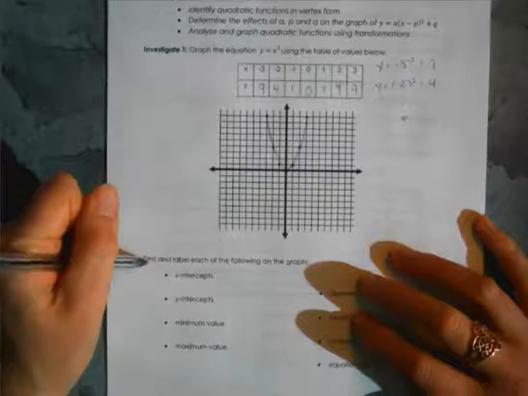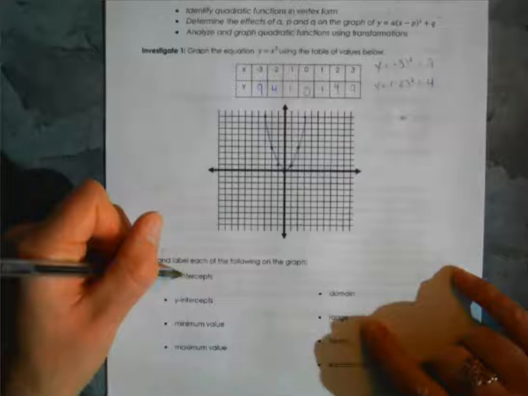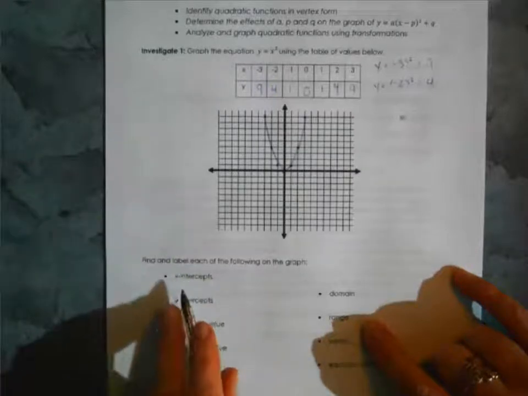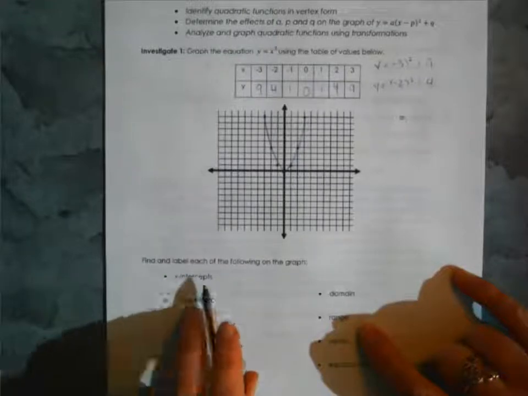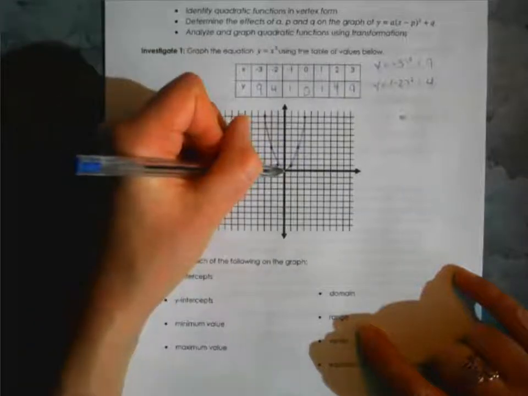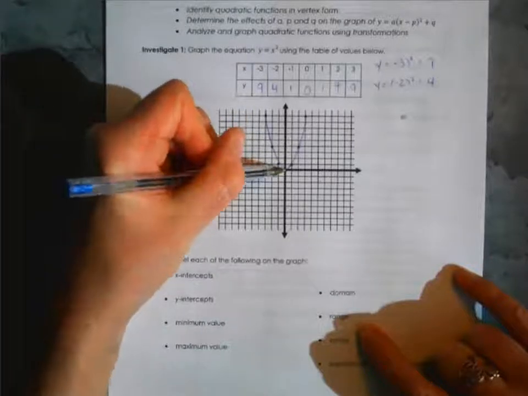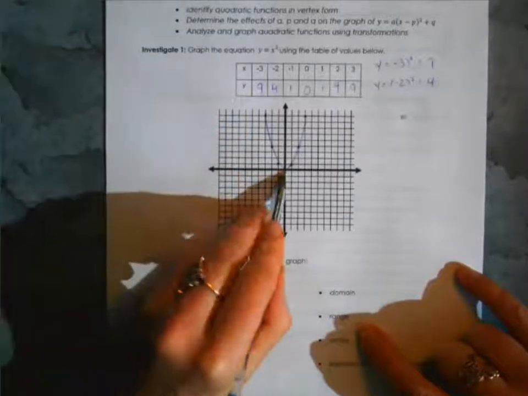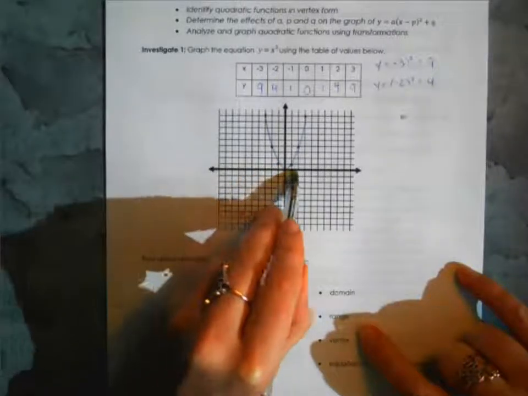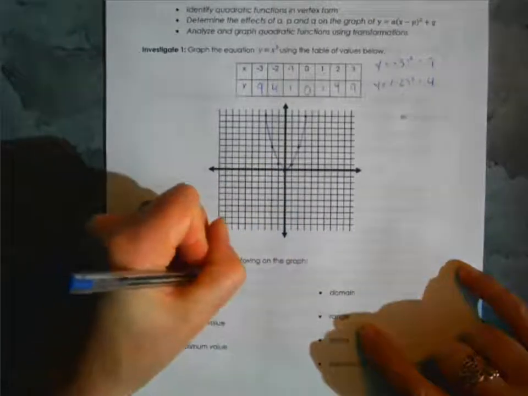Now the next thing says find and label each of the following on the graph. So the first thing we want to find is the X-Intercept. So remember, that's where does this graph touch the X-axis or cross it. So in this case it doesn't go below the X-axis, so it's not really crossing it, but it does touch it right at the vertex here. So remember, the vertex is the very tip of the graph, and that point right there is 0 on the X-axis, right? It's 0 here, and it's 0 on the Y-axis. So we can say 0, 0.